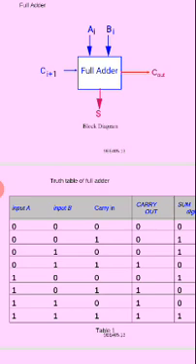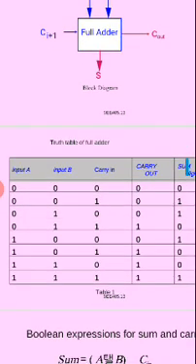They are 0 0 0, 0 0 1, 0 1 0, 0 1 1, 1 0 0, 1 0 1, 1 1 0, 1 1 1.